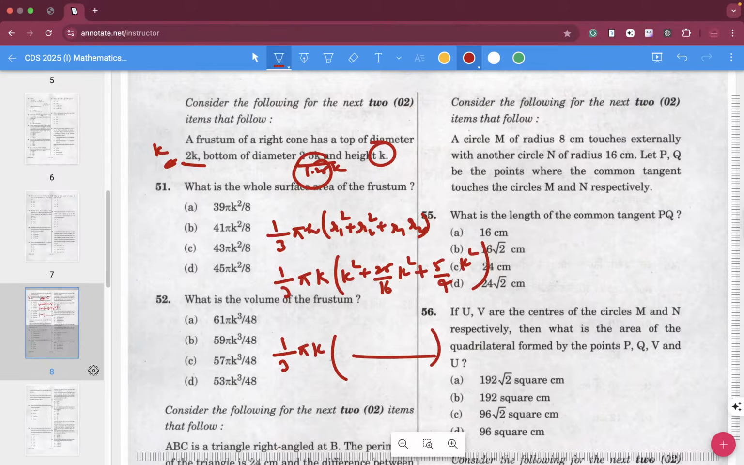So 1 by 3 pi k. Now if I take 16 over here, 16 k square plus 25 k square plus 20 k square. If you simply solve for this over here, how much do you get? You get 61 k square by 16. If you solve for this, you will get A as an answer to this particular question, folks.